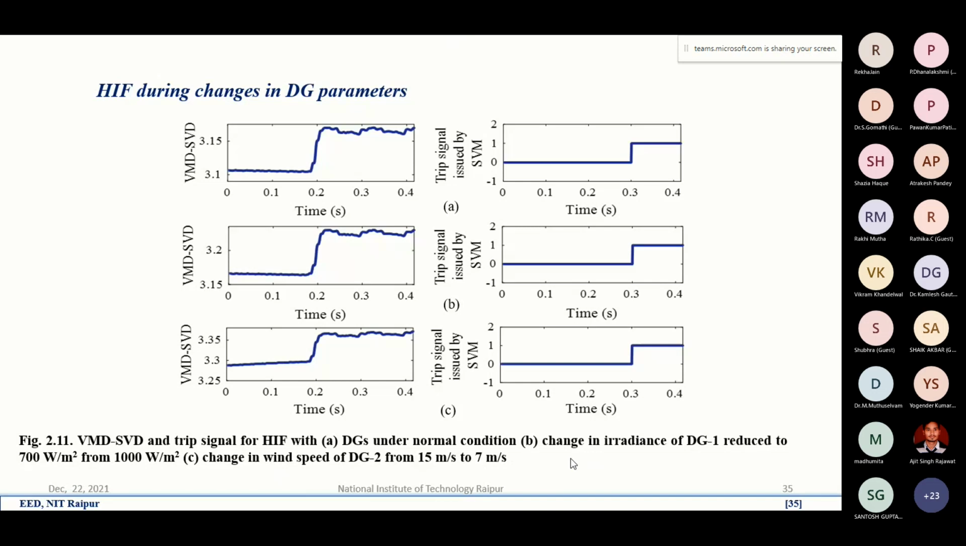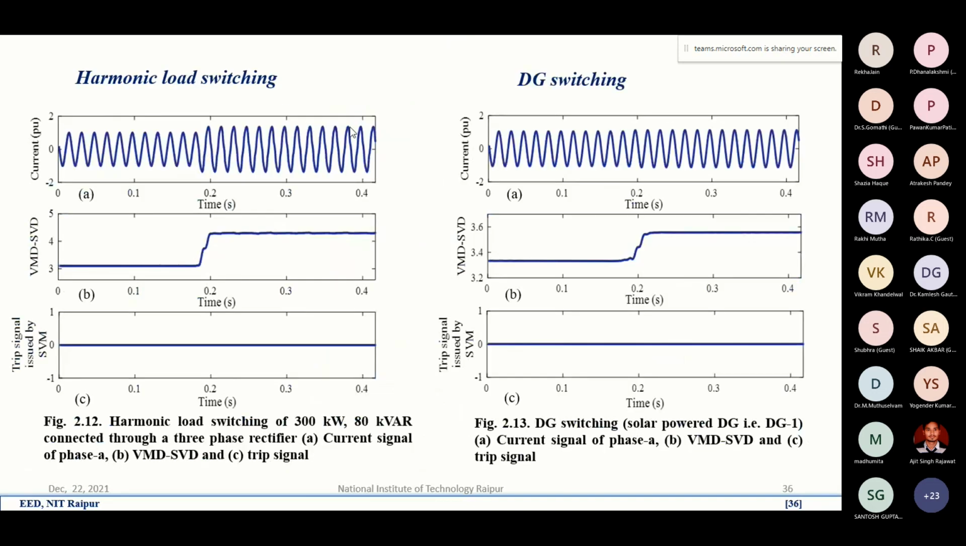So in these situations, how do the second and third cases behave? In the first case, the DGs are operating at their normal point. So even if the support vector machine is able to identify the high impedance fault along with variation in DG parameters, now, as there are various switching events, what should be the performance of the system?